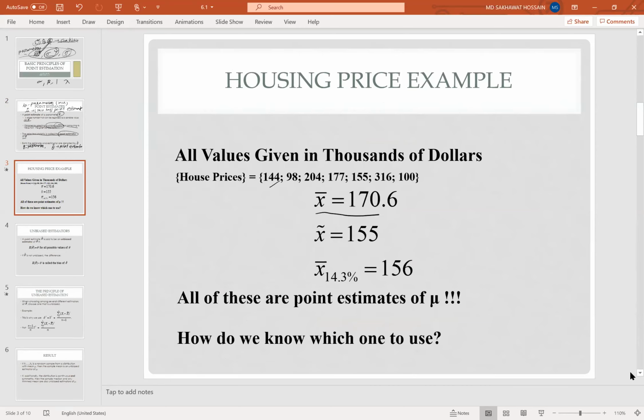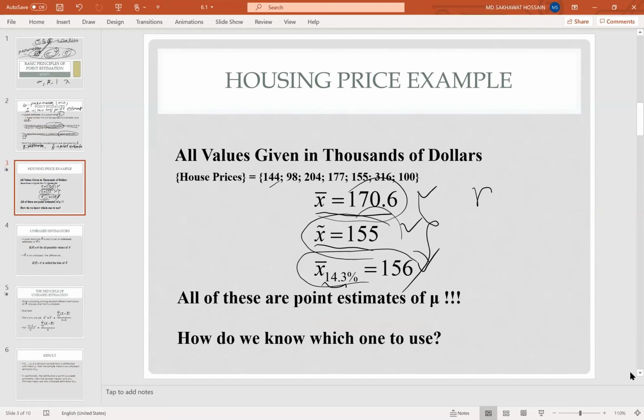So we calculated X bar. This is X tilde, and this is the trimmed mean, 14.3. That's the mean, and the 29% trimmed mean. All of these are point estimates because this is a statistic. This is also a statistic, and all of them are single values. This is just a single value. This is just a single value. This is just a single value.